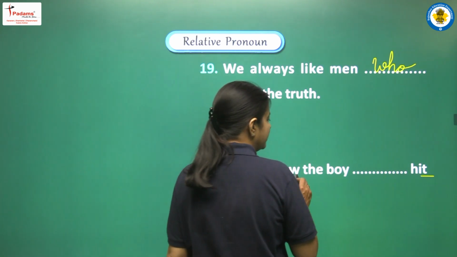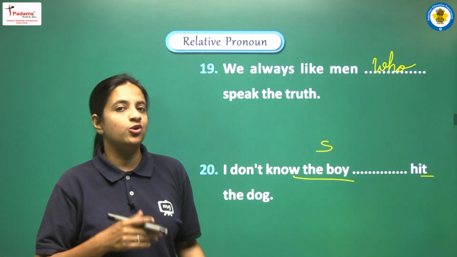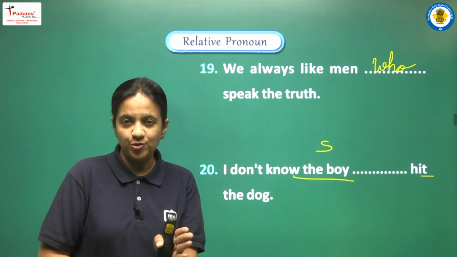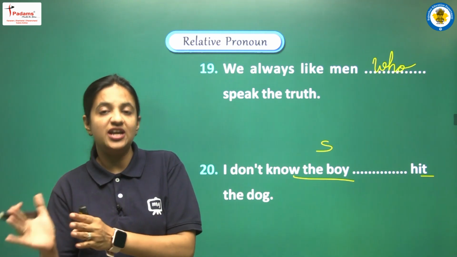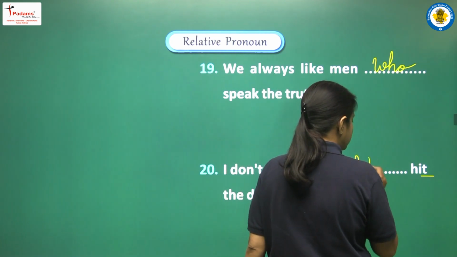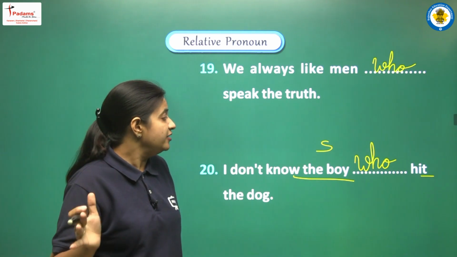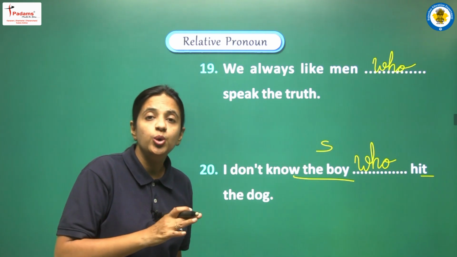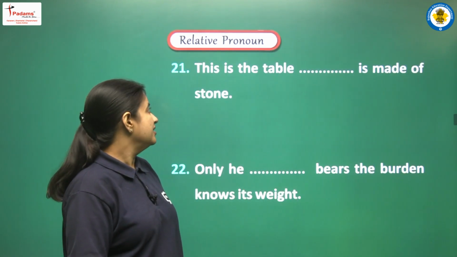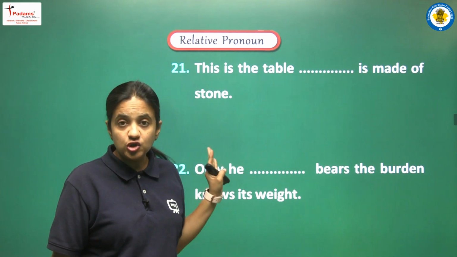So we can see clearly that the boy, this is the subject, and the subject that is given to us is one of the human beings. So we know that we want one relative pronoun here that is used for a subject when the subject is a human being. So now the answer is very easy. We have to write who here, and the complete sentence will be, I don't know the boy who hit the dog.